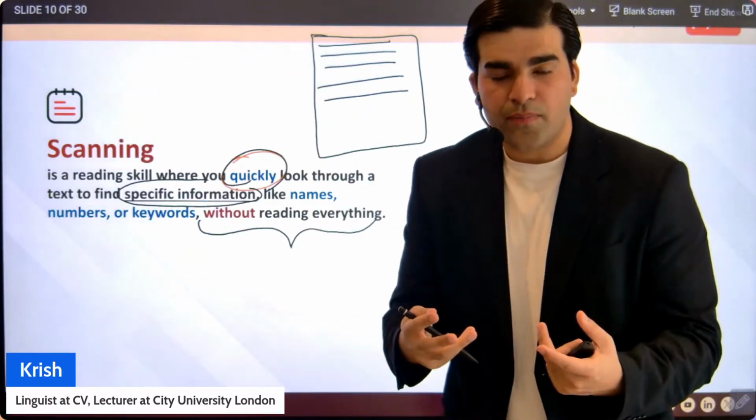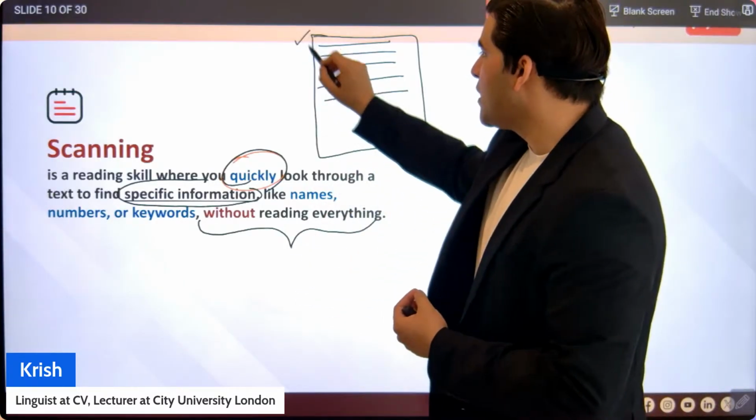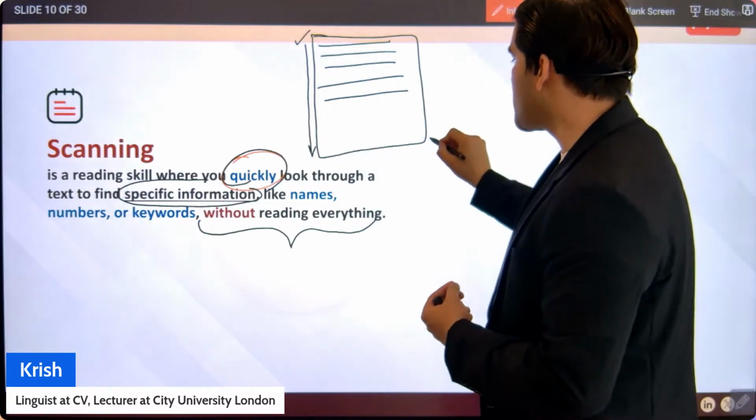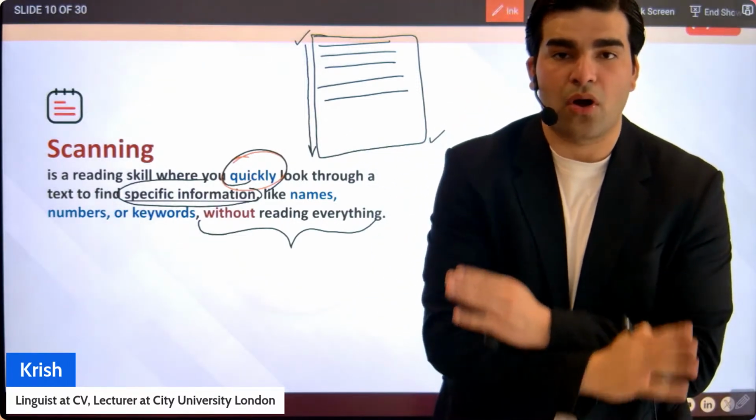A tyro, a person who's new to the IELTS exam, will start reading from here, very sincerely, will read all the sentences and will stop here. Incorrect. Wrong strategy.